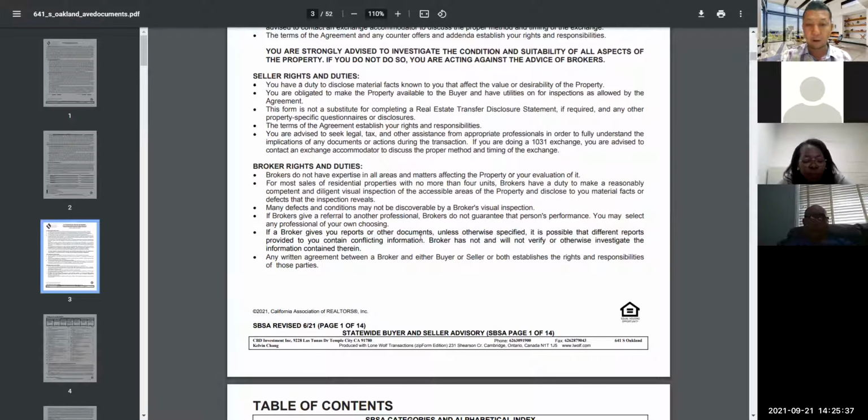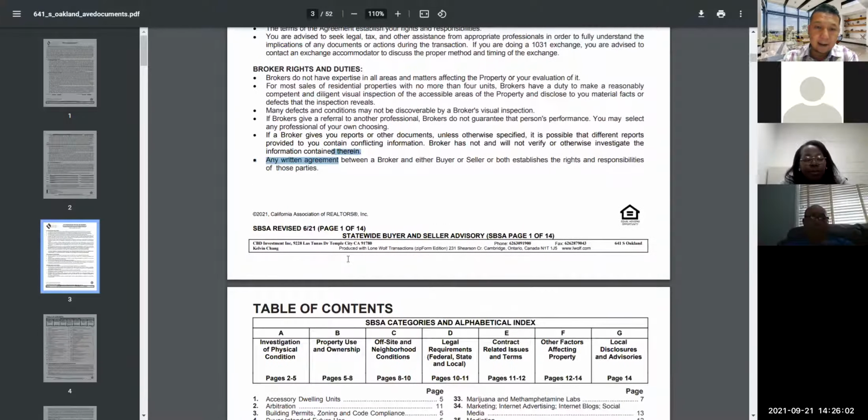And any reports that could be conflicting, the broker has not and will not verify other people's reports or investigate the information contained in those reports. It's not our duty or responsibility to be held liable for someone else who says that there's a termite, or someone else who says there's mold, or someone who says there's bed bugs. So any written agreement between a broker or buyer or seller, and so on.